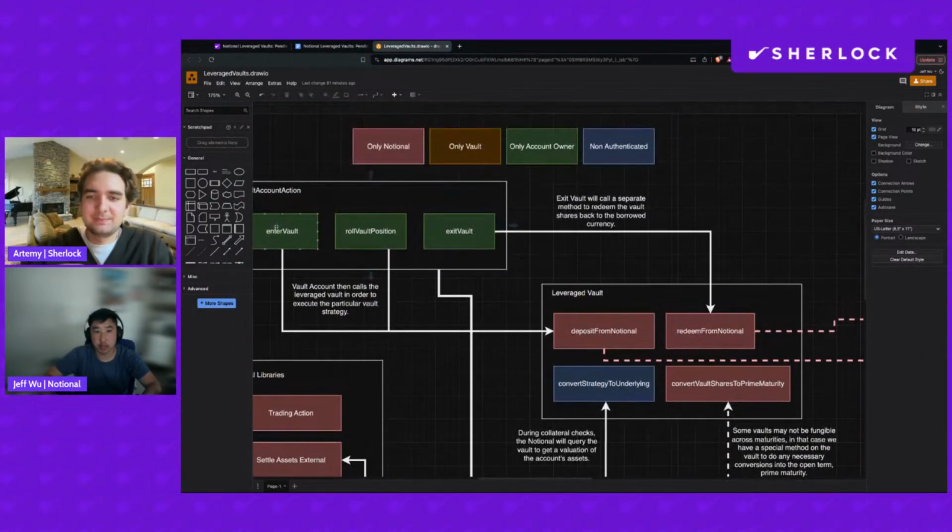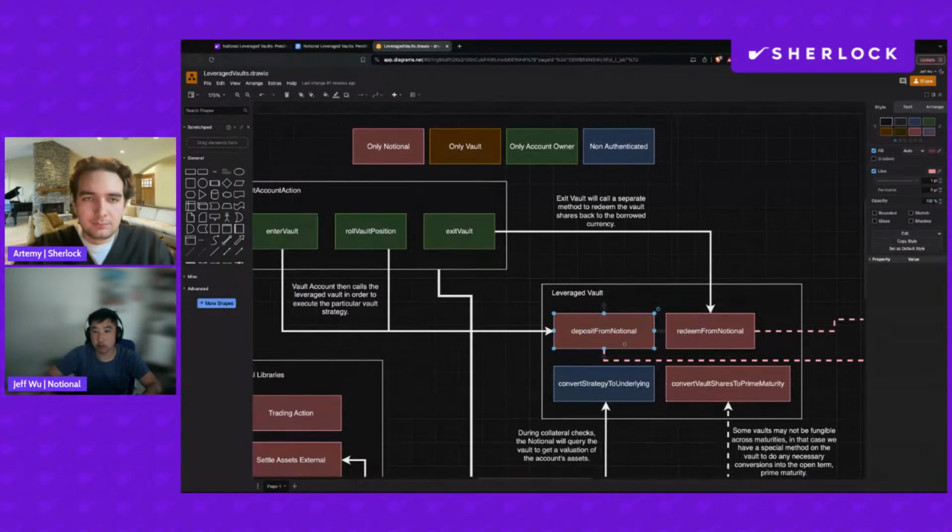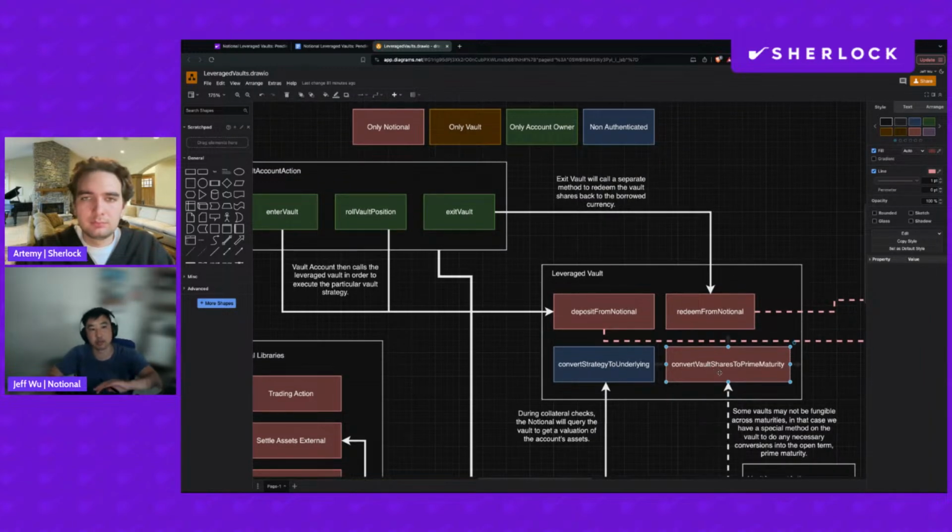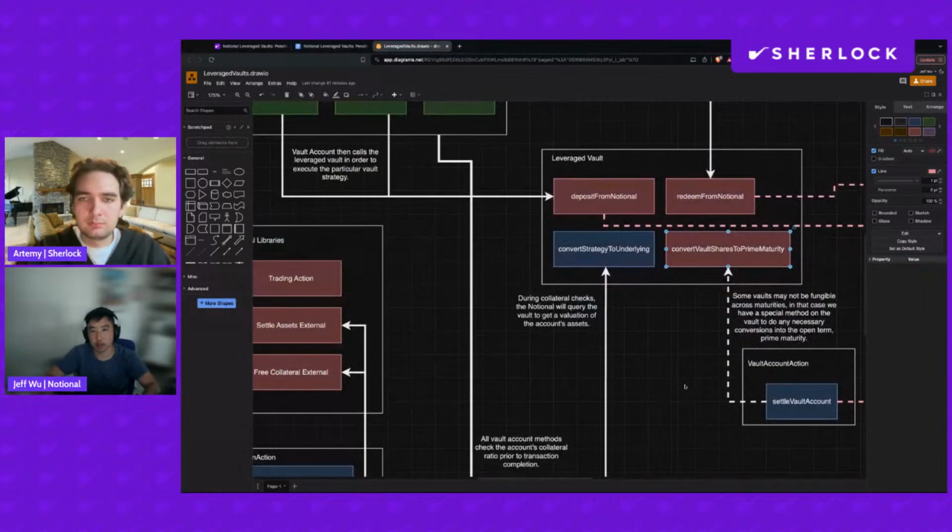Okay, so like I said, enter here goes through deposit from Notional, and exit goes to redeem. Those are the main things where most of the action is going to occur. And this convert strategy to underlying is getting your valuation for a given position. There's this method which is not really doing anything in these vaults. It's kind of esoteric, and you can read the description here, but it's not going to be called or used within the context of these vaults.